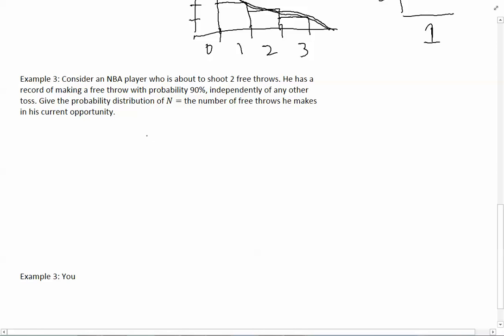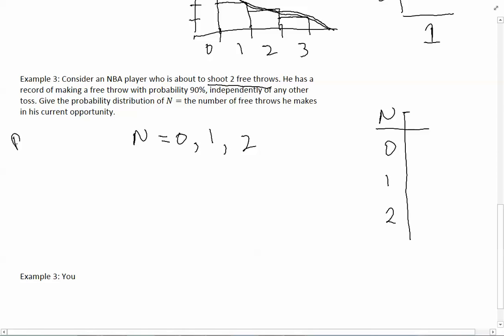All right, well, so the number of free throws he makes, well, he's going to shoot 2 of them. So that means he could make none of them, he could make 1 of them, or he could make both of them. And so, again, we could take a look at the probability distribution of 0, 1, or 2. Now, we know there's a 90% chance he makes a free throw, but we know he's taking 2 free throw shots. So the probability that you make a free throw, we'll just say the probability that you make, is equal to 90%.